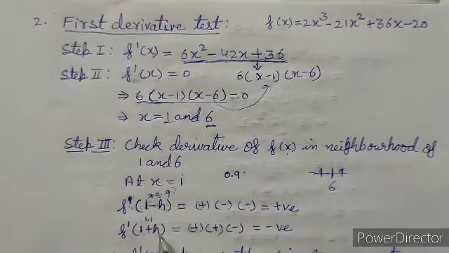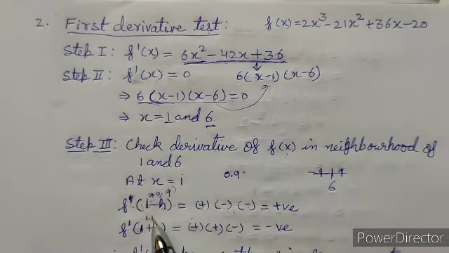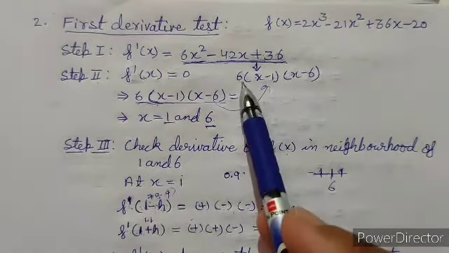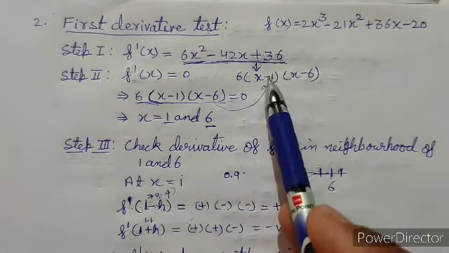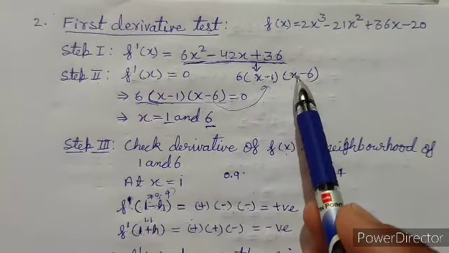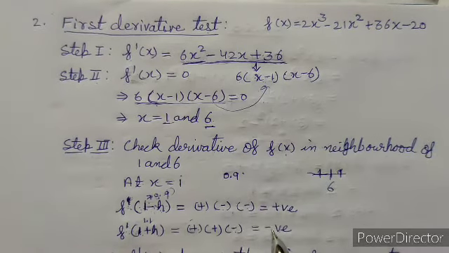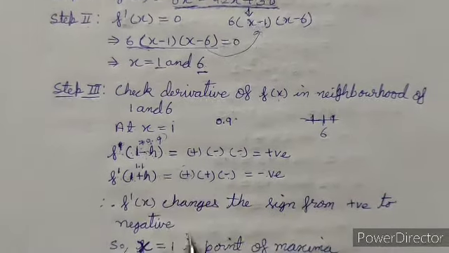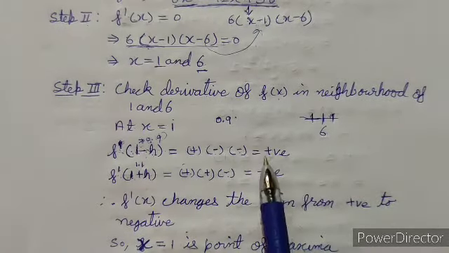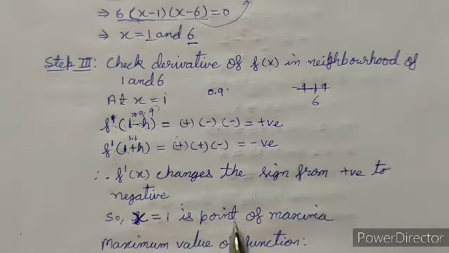Now f dash 1 plus h, to the right side of 1, or a number greater than 1, that I have taken as 1.1. Now f dash 1.1 will give us 6, which will be positive, 1.1 minus 1 will be positive, and 1.1 minus 6 will be negative. So plus into minus will give us the negative sign. As we see here, the sign of f dash x is changing from positive to negative. That means x equal to 1 is a point of maxima.